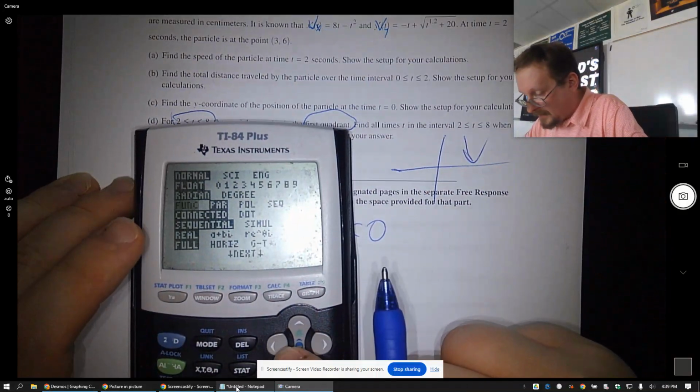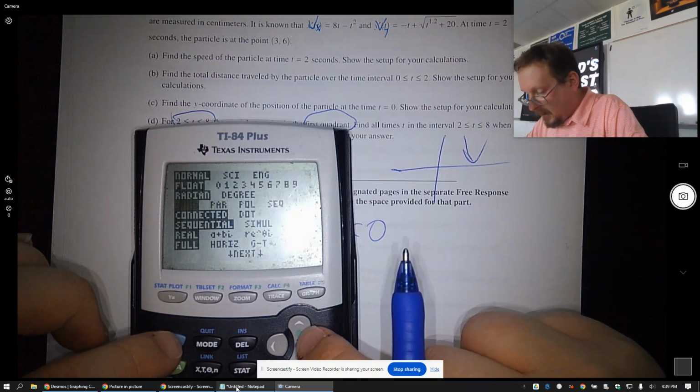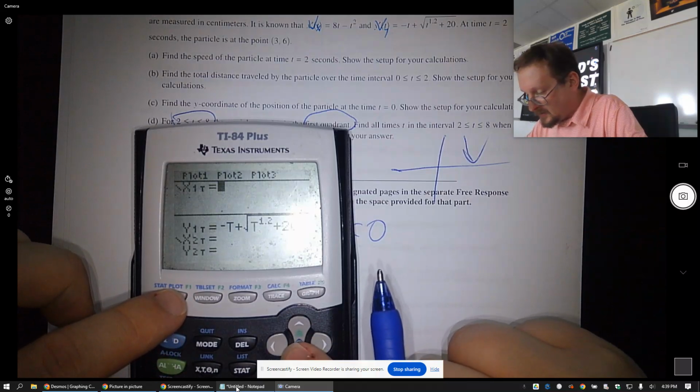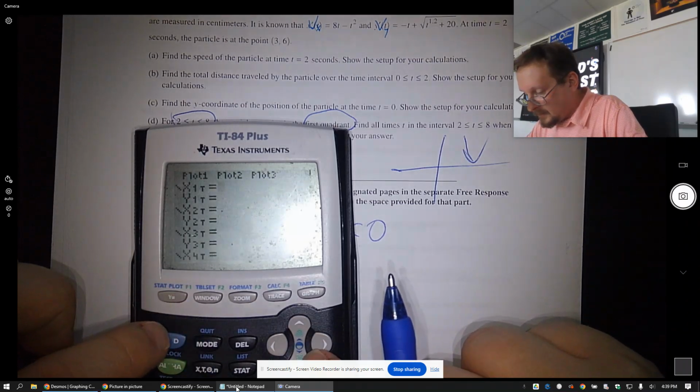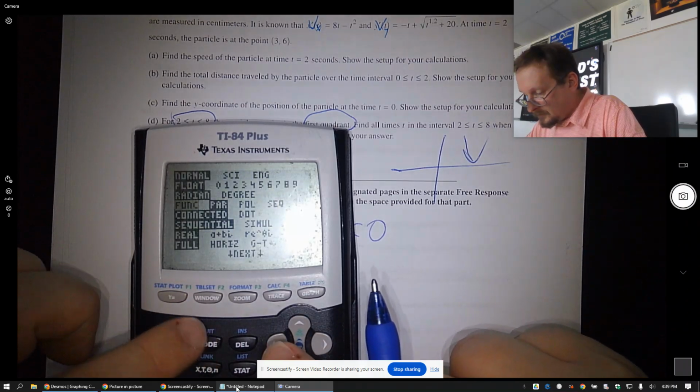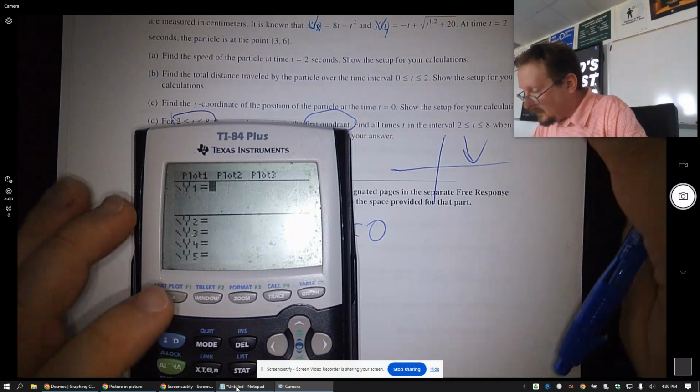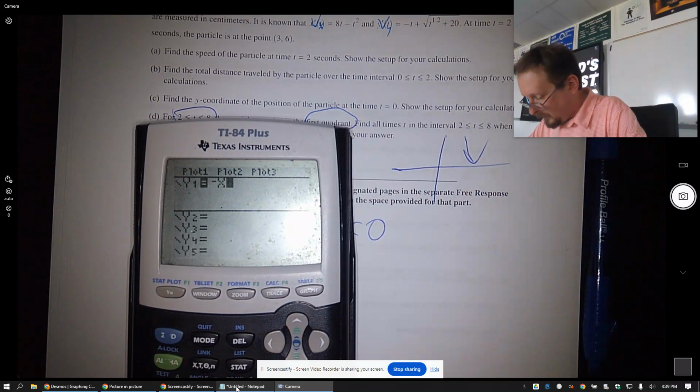Okay, so now I'm going to go back to function mode. Let's delete my parametric equations so I don't leave them sitting in my calculator. Leaving it is like leaving a surprise for your wife in the toilet. You want to flush.